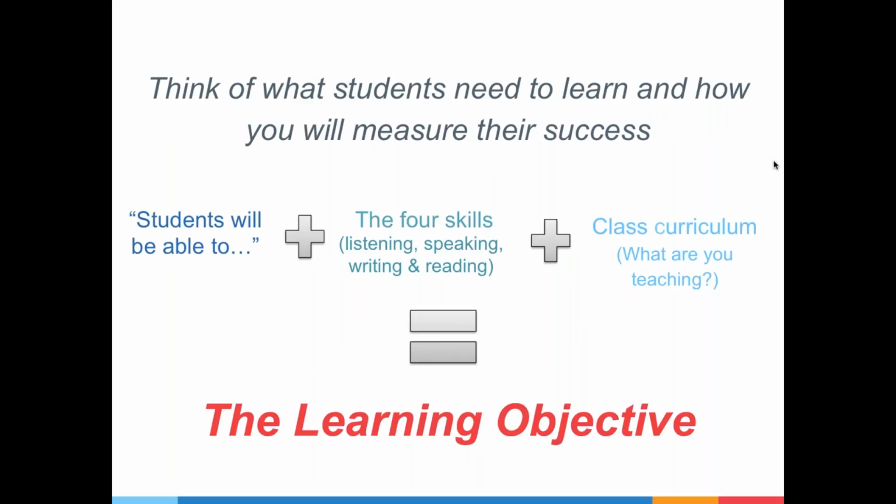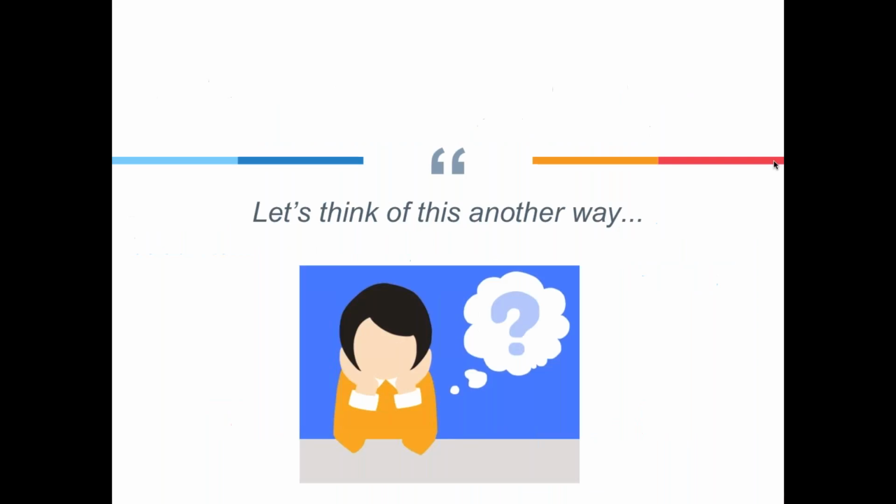So when you think of student success and how you can measure it, I want you to think about that term once again, students will be able to, plus the skills that we are teaching in all of our classes, listening, speaking, writing, and reading, and then what we are actually teaching, which I like to think of as the plan d'action or the class curriculum. And this is how we design an effective learning objective. So this is just the basis, and you will see this slide again in a few minutes.